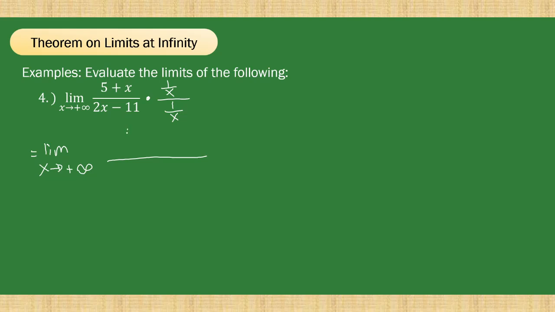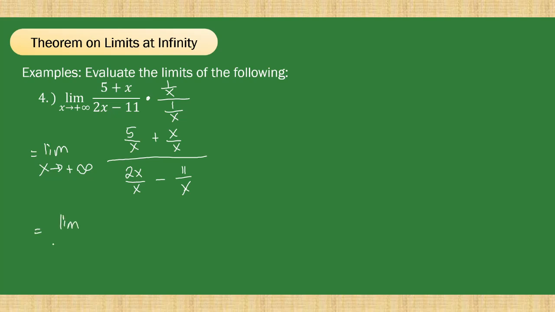Yung 5 magiging 5 over x. Yung x magiging x over x. The denominator, 2x over x minus 11 over x. Kumbaga, parang nilagyan lang natin ng over x lahat ng terms. Over x dahil yun yung highest exponent sa numerator at denominator.